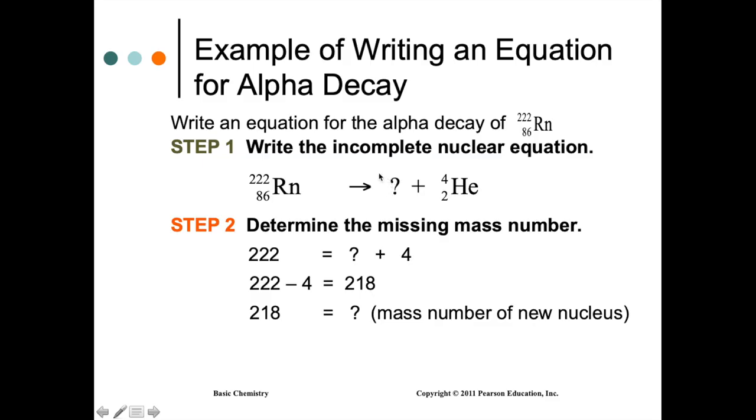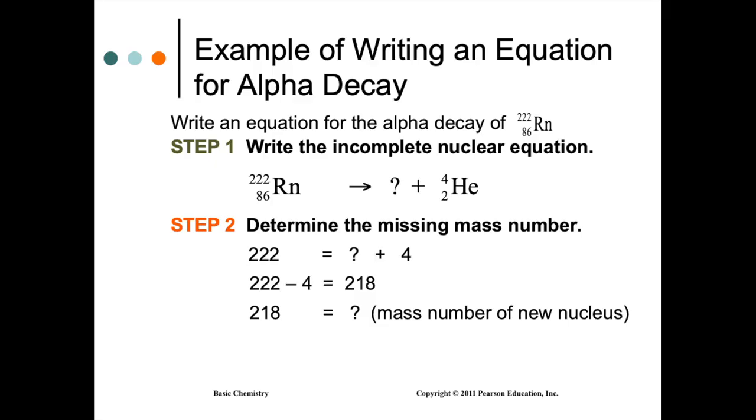Now, we know that the mass numbers on the right of the equation have to equal the mass number on the left of the equation. So what added to 4 gives us 222? Well, it would be 218, right? 222 minus 4 gives us 218. So we know that the mass number of our daughter nucleus must be 218.